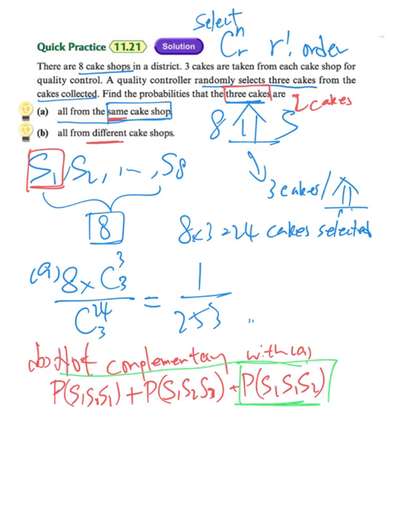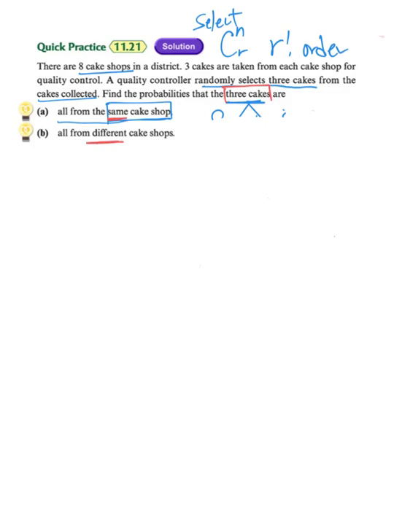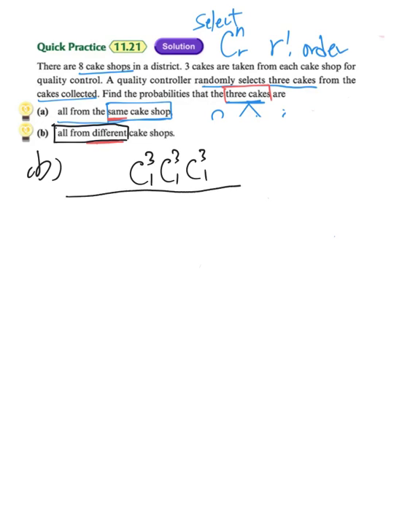Okay, how to calculate the probability that they're all from different cake shops? How to calculate part B is that you need to analyze the wording, all from different. Of course, you randomly choose 3 cake shops, and then for each cake shop you choose 1 cake. Okay, so there is 3C1, 3C1, 3C1.